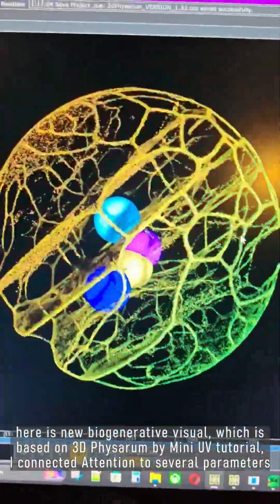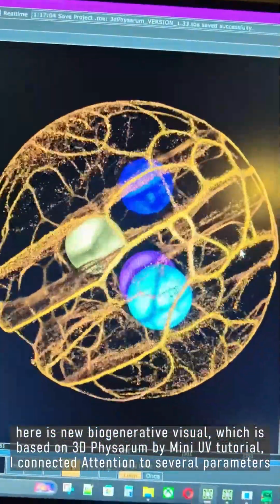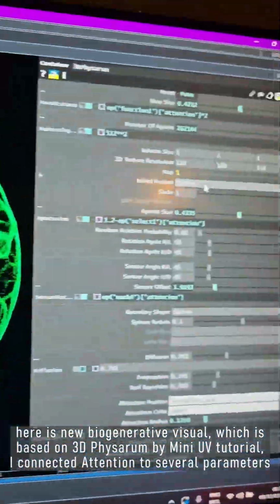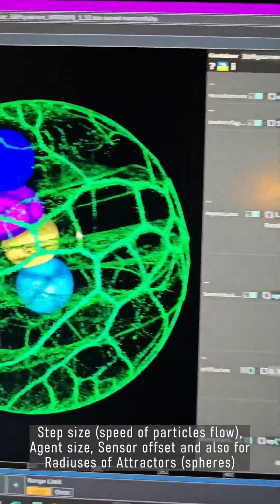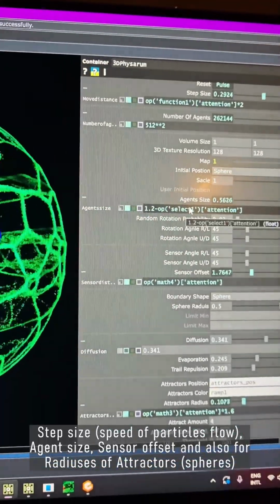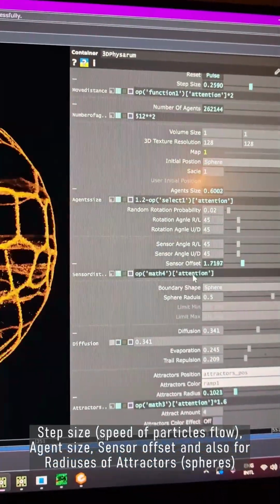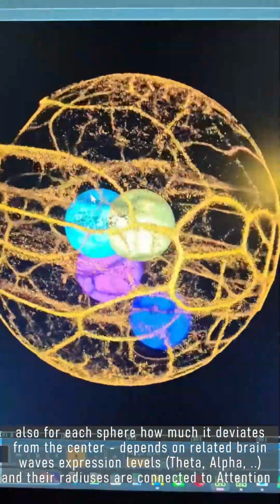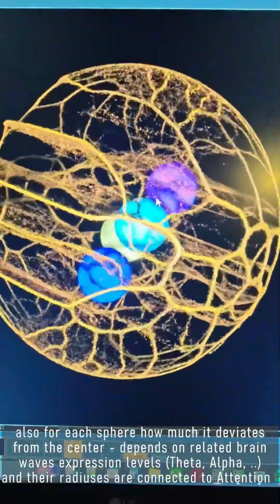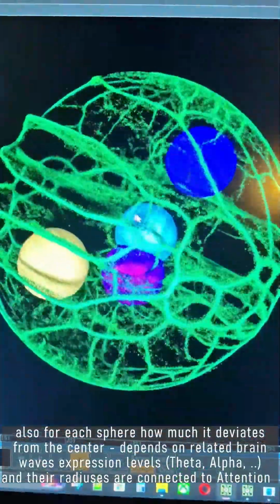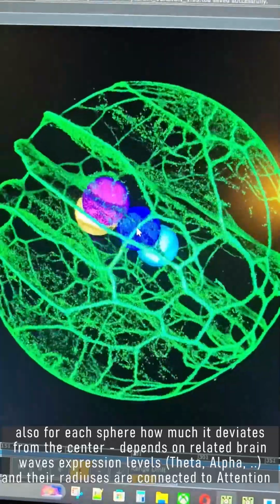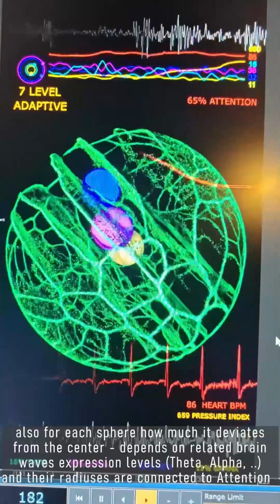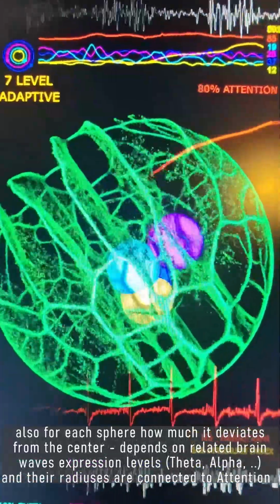And here we have a new biogenerative visual, which is based on 3D Physarum by mini UV, and I connected attention to several parameters here, like step size, speed of the particles, duration, also their size, agent sensor offset, and also for attractors, their radiuses. So these spheres are like attractors, and how much they deviate from the center depends on the relative expression of the corresponding waves, and their radius is connected to attention. And this is how it looks in the final network altogether.